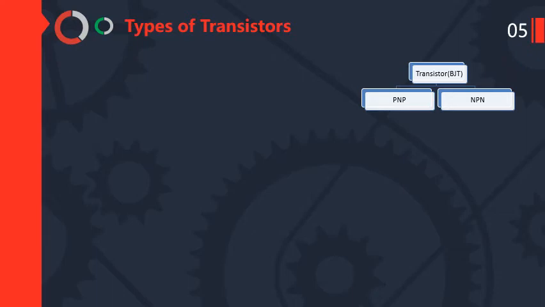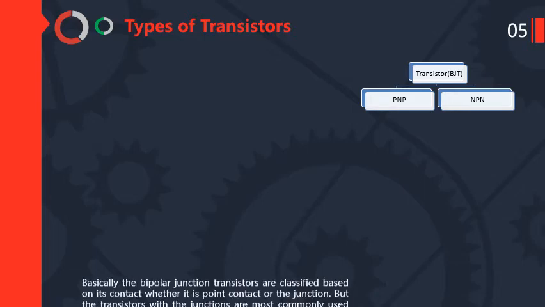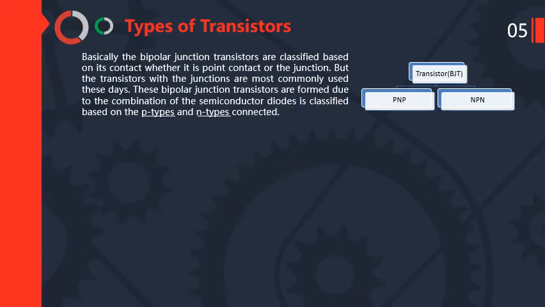So, bipolar junction transistors are classified into two categories. The first one is called PNP, and the other is called the NPN transistor. Basically, bipolar junction transistors are classified based on their contact, whether it is the point contact or the junction. But transistors with junctions are most commonly used these days.